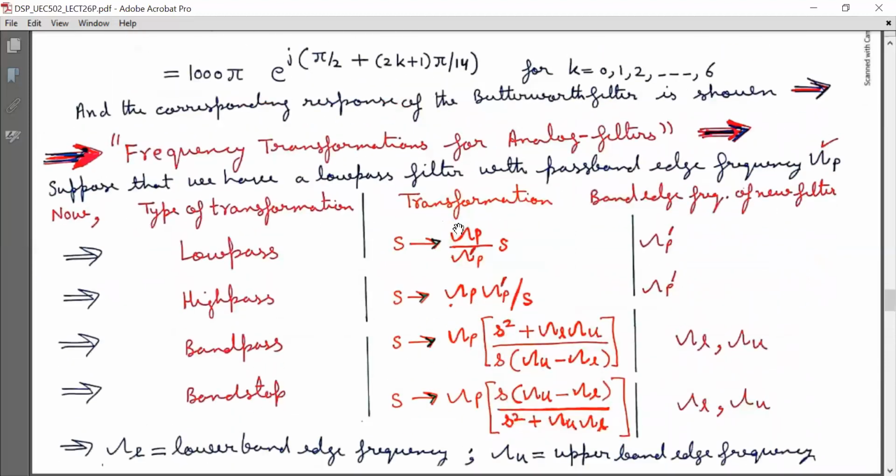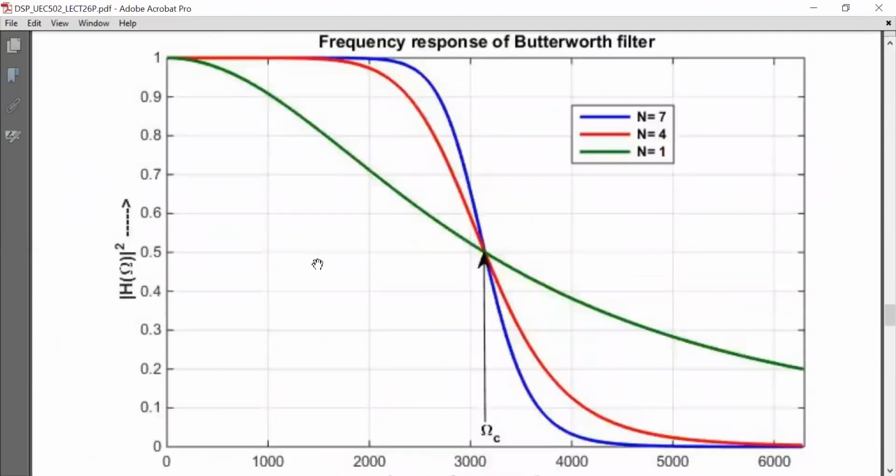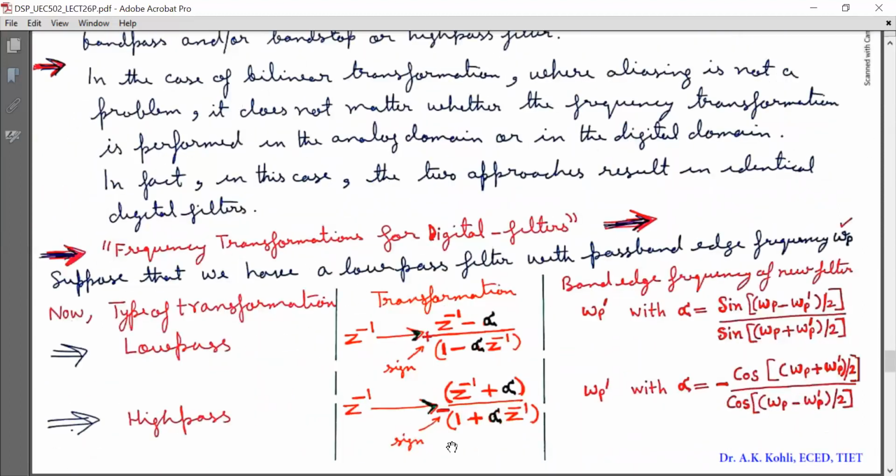Here in the previous table, we are having transformations to convert low pass analog filter to any of these 4 types of analog filters by using these transformations. And the transformation is just replacing S with this. And these are the new band edge frequencies, which are given to the designer. So this frequency transformation is in the analog domain, and this is the frequency transformation in the digital domain.